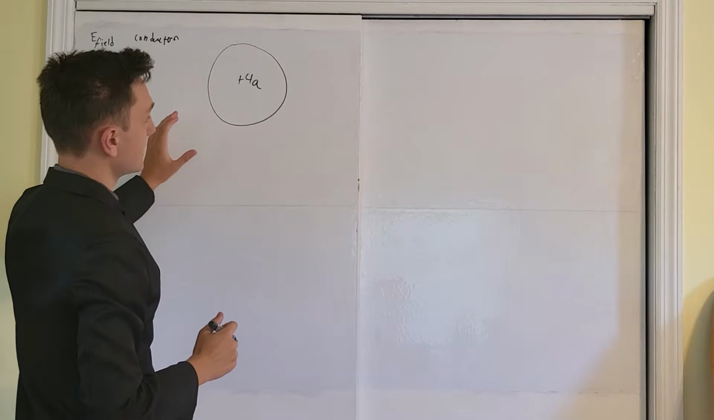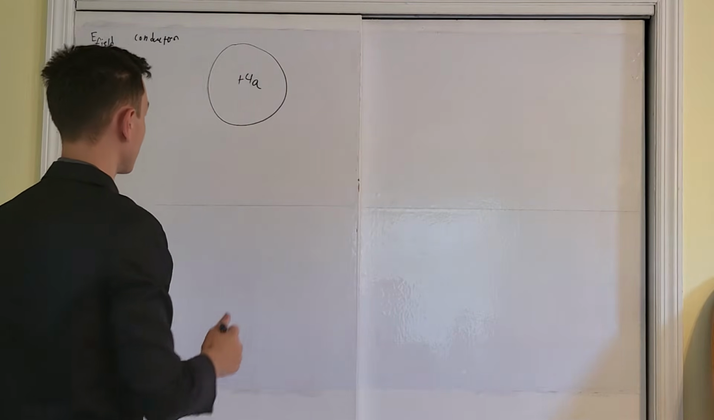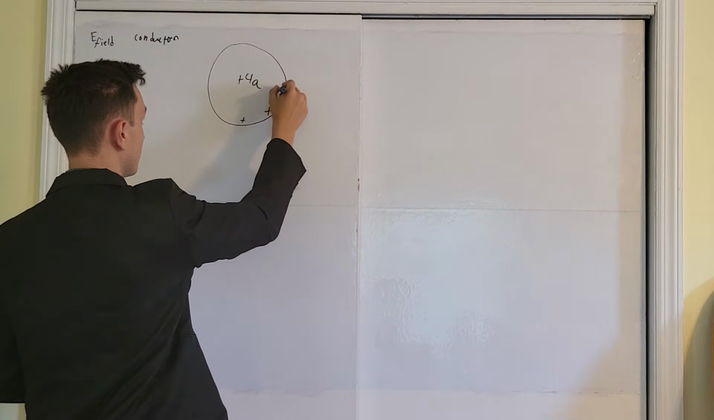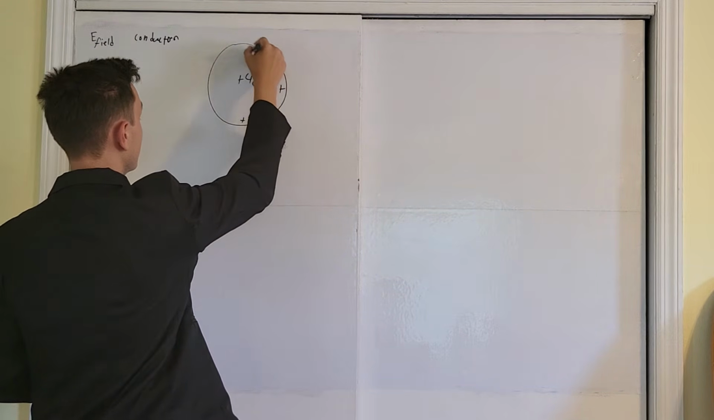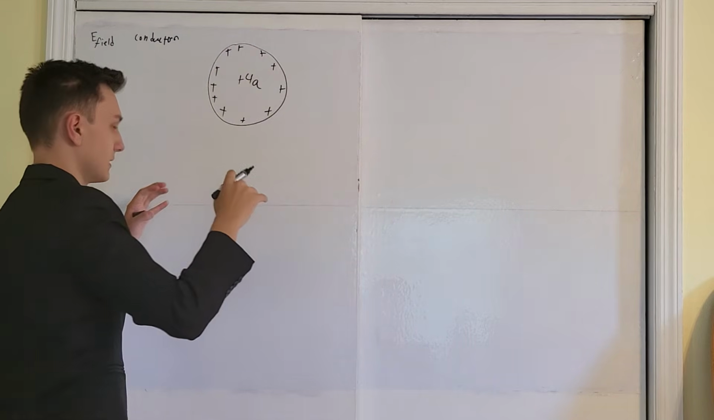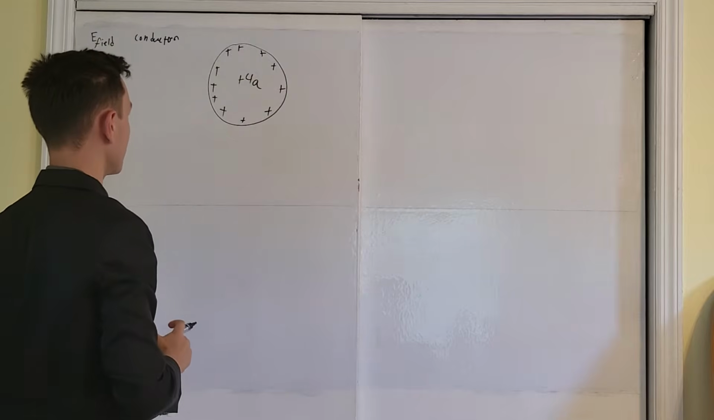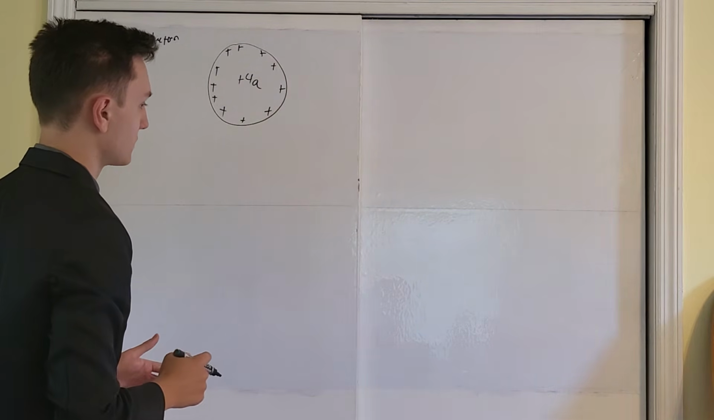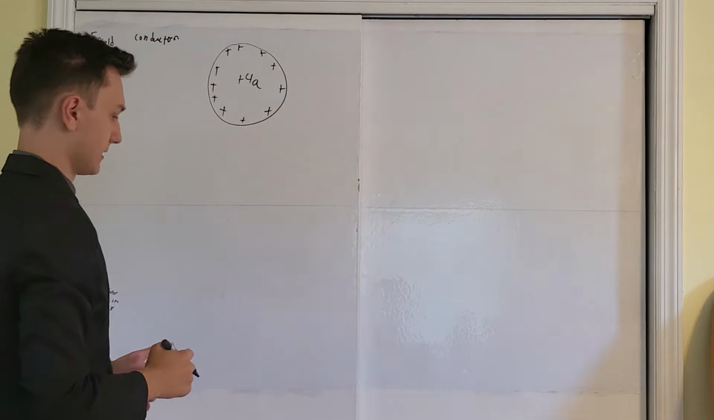Let's say this is a conducting sphere. If this were a conducting sphere, then the positive charges would be uniformly distributed throughout the shell of the sphere to try and get themselves as far away as possible. If it were a non-conducting sphere, an insulating sphere, then it would have some charge density.